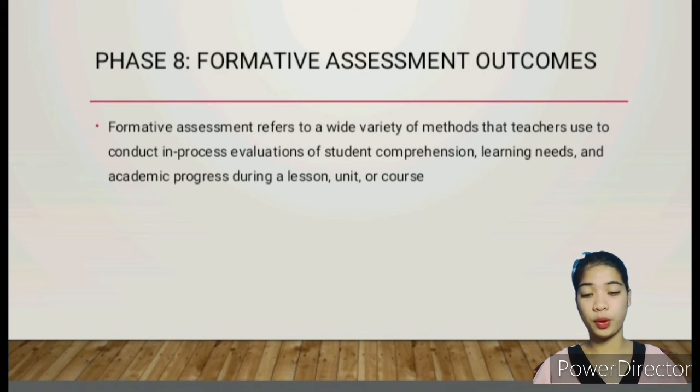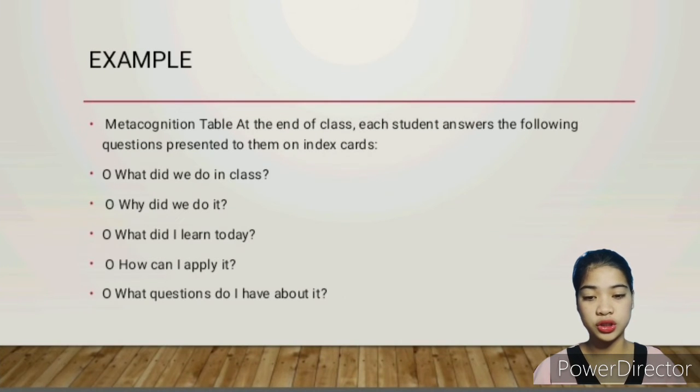Phase 8 is the formative assessment outcomes. Formative assessment refers to the wide variety of methods that teachers use to conduct in-process evaluations of student comprehension, learning needs, and academic progress during a lesson, unit, or course. For example, a metacognition table at the end of class. Each student answers the following questions presented to them on an index card.